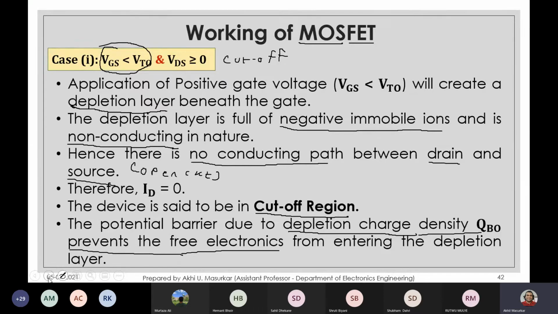So this case is pretty straightforward. When VGS less than VTO, whatever may be the value of VDS, high, low, 0, whatever, it is cutoff region. So this region can be easily defined on the characteristics. VGS less than VTO means cutoff. Simple.